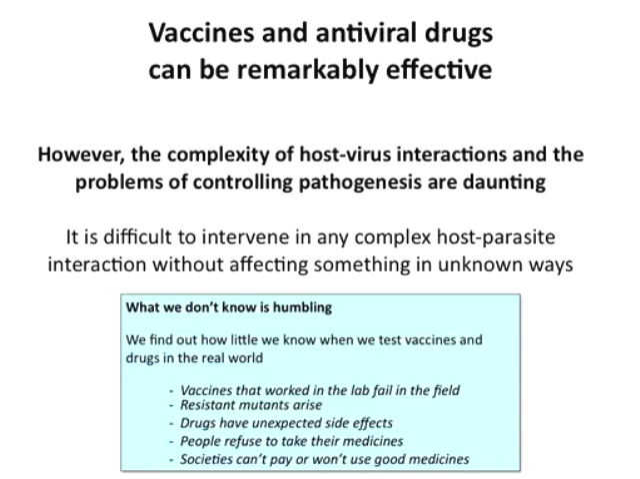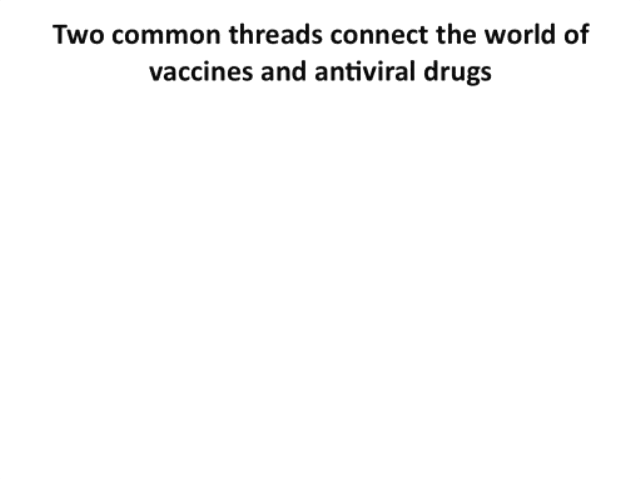And when we test vaccines and then put them out in the real world, for example, different things happen. Vaccines that work in the lab often fail in the field. Resistant mutants arise not only to vaccines but to antiviral drugs. Antiviral drugs, as you'll see next time, can have side effects that you never pick up in a clinical study. And then the last two points have nothing to do with science, but you can make the best vaccines or antivirals in the world, but if you can't get people to take them, they're of no use. So people don't want to take drugs or vaccines, and some societies can't pay for them or don't want to use them for a variety of reasons.